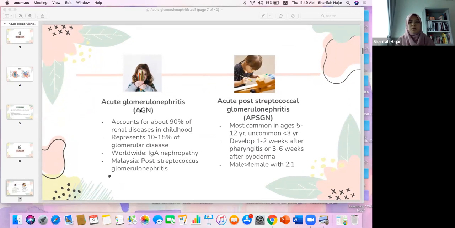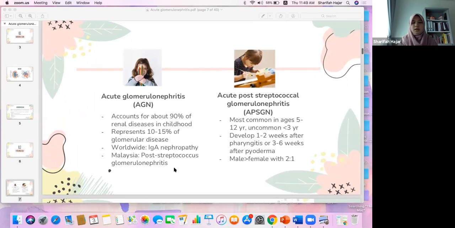So for acute glomerular nephritis, it accounts for about 90% of renal diseases in childhood, and it represents 10 to 15% of glomerular disease. Worldwide, the most common one is IgA nephropathy, and in Malaysia it is post-streptococcus glomerular nephritis. Okay, so this is the acute post-streptococcus glomerular nephritis.